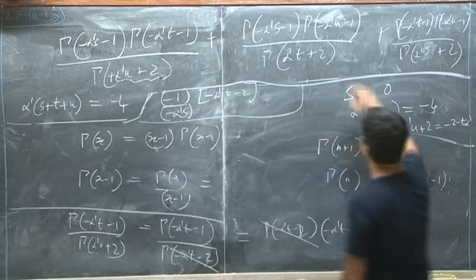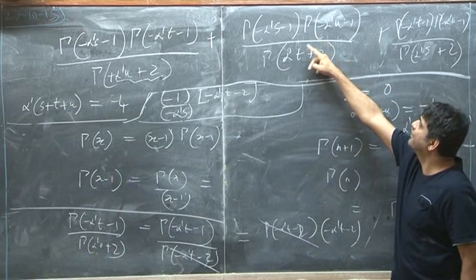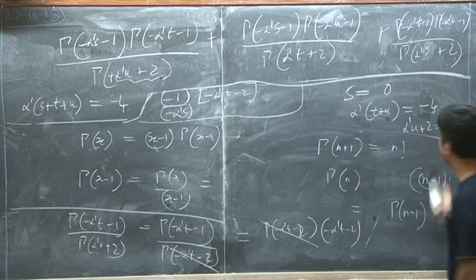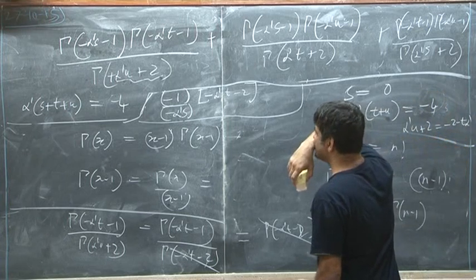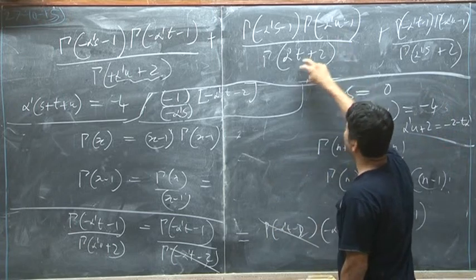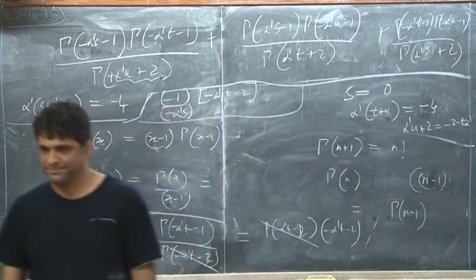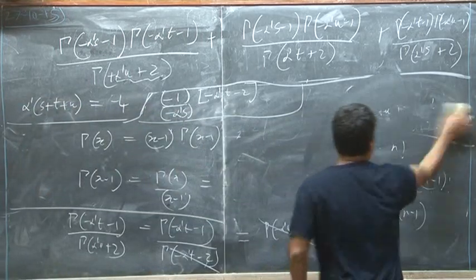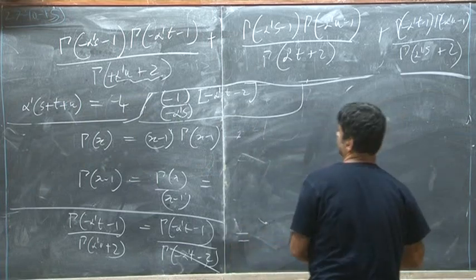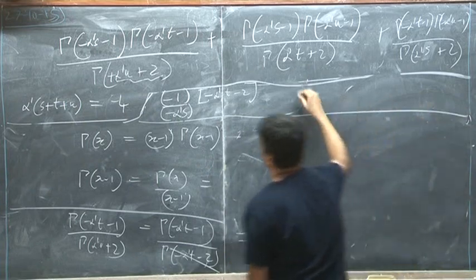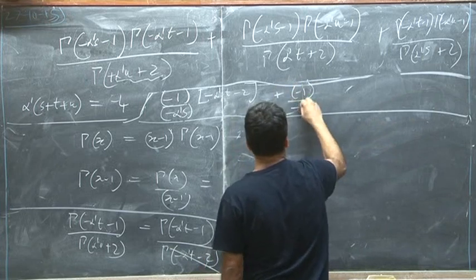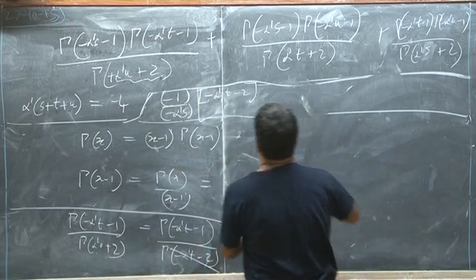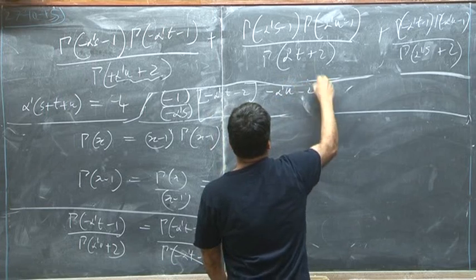Now we have to repeat the same calculation with this other term. Clearly, we get the same answer with u replacing t. Complete symmetry between u and t. So from here we will get plus -1 over minus alpha prime s. So let's take that common. Minus alpha prime u minus 2.